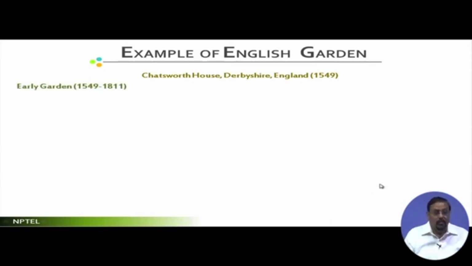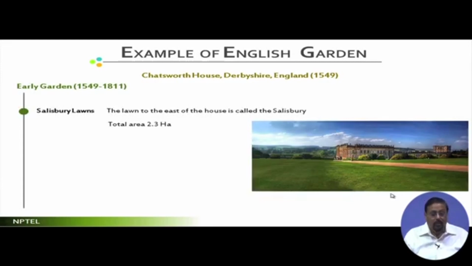Other points, like say in the early garden, let's take this example, Salisbury lawns. If you look at this, it looks like a structure and then just in the foreground a landscape, and the rest is flat meadow. Now this lawn which is at the east of this is called the Salisbury lawn, which is about 2.3 hectares, very flat, resembles Italian landscapes.